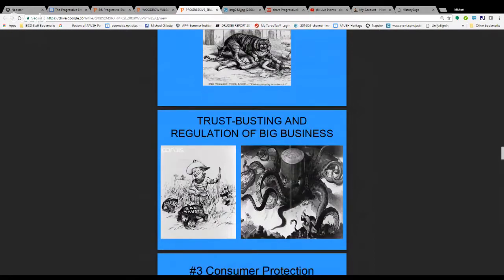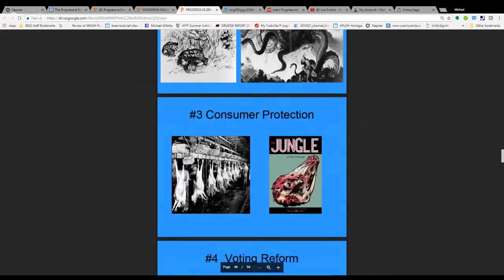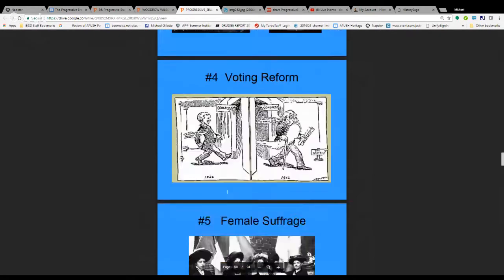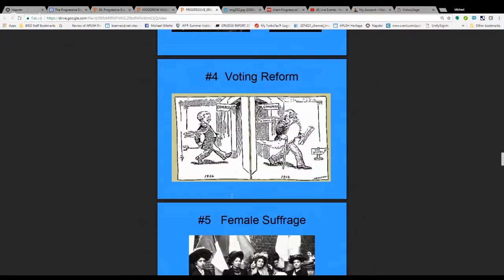right? Consumer protection. Of course, with consumer protection, you're going to have the Pure Food and Drug Act and the Meat Inspection Act. You can thank Mr. Upton Sinclair for that one. Voting reform, a way to try to clean up the political process.